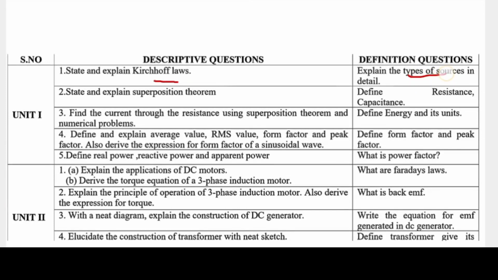Explain different types of sources in detail. I have already made a video on this: voltage source, current source, independent sources, dependent sources, like that. State and explain superposition theorem.